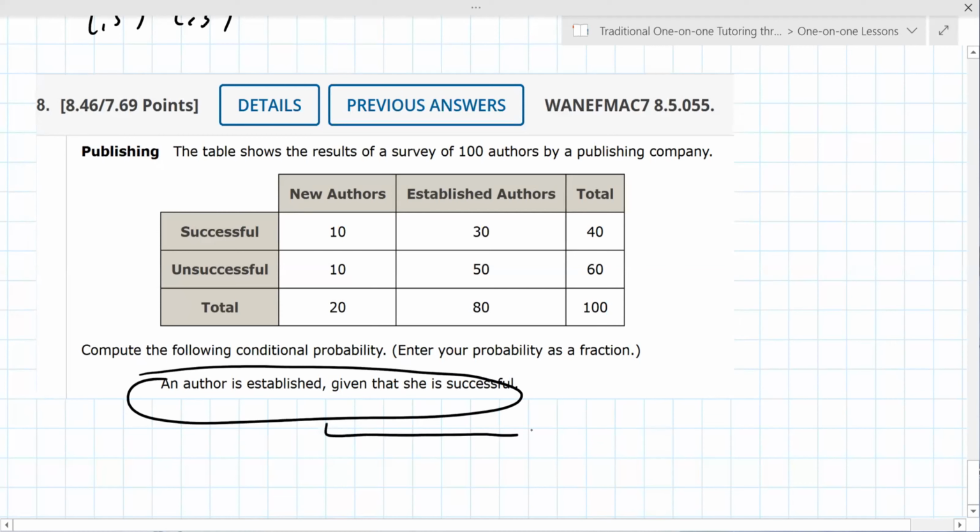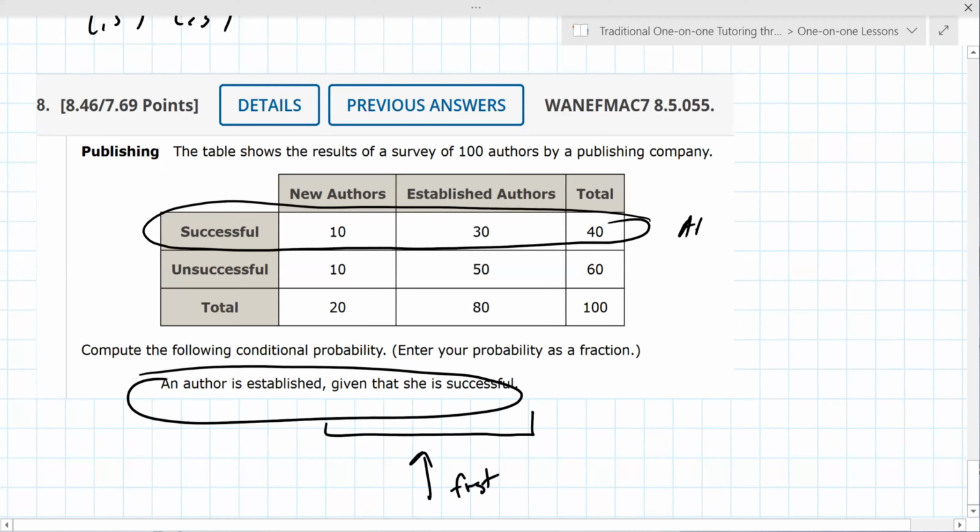You start with the given. This is where you go first. Given that she is successful, which row or column does that correspond to? It corresponds to this row. This is all you care about. It's like, given that you're a college student at ASU, you only care about that world. How many authors are established in this row? 30. And how many are total in this row? 40. 10 plus 30 is the 40.